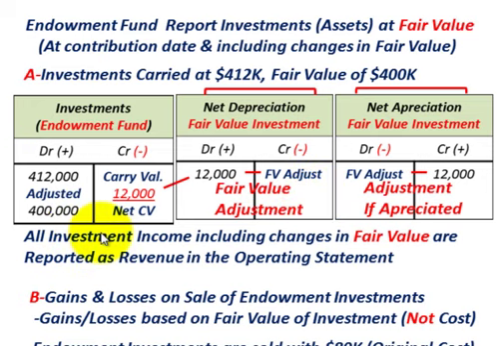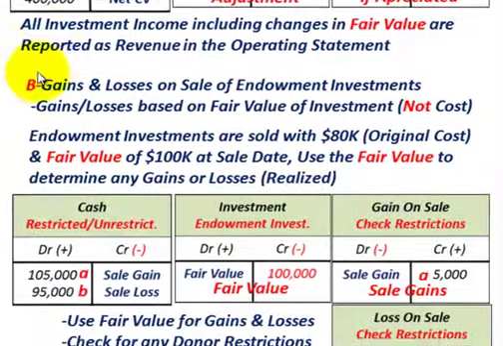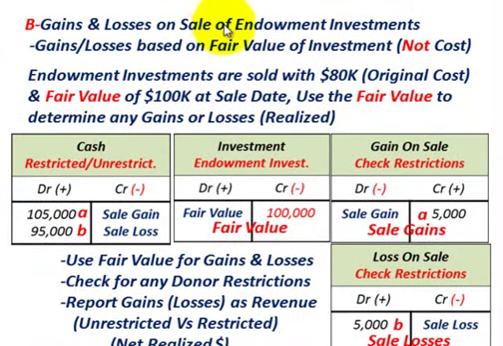But the point is, all investment income, including the changes in fair value, are reported as revenue in the operating statement. Okay, so in the second case, let's look at gains and losses on the sale of endowment investments. Gains and losses really are based on the fair value of the investment, not its cost. So for example, say the endowment investments are sold for $80,000. Just say that was the original cost, and the fair value is actually $100,000 at the sale date.